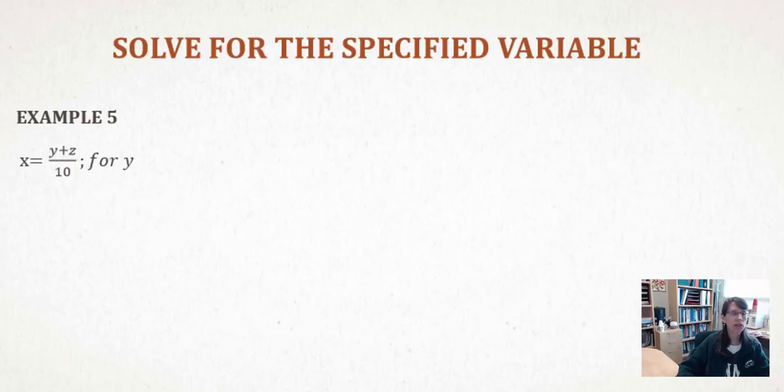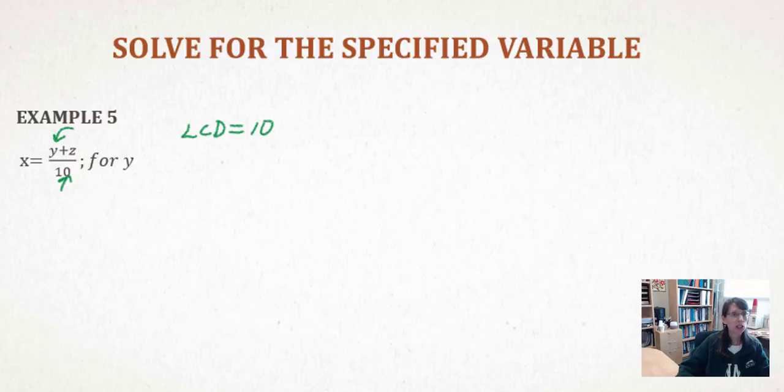In example 5, we're given x equals y plus z divided by 10. We're trying to solve this equation now for the variable y. Since y is in the numerator of a fraction, we're going to have to clear the fraction from the equation in order to isolate the variable y. 10 is our only denominator, so the lowest common denominator must be 10.